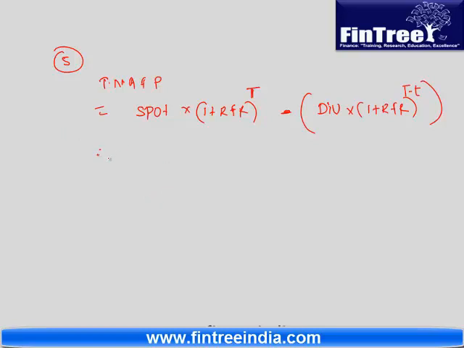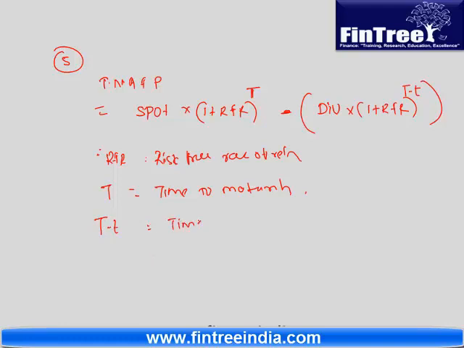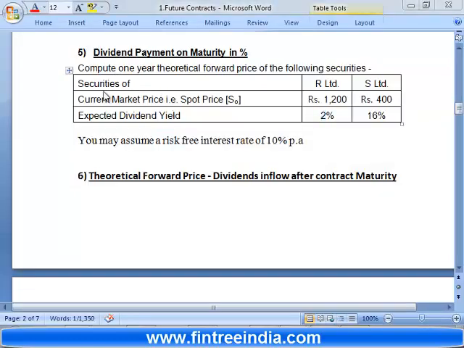Okay, so what you can write down here is RFR is equal to risk-free rate of return. Capital T is equal to time to maturity, and capital T minus small t is equal to time to maturity from the date of dividend. Done writing? So same thing. Now let's put a table to this and solve for this question.